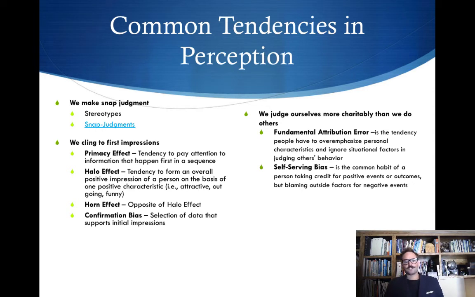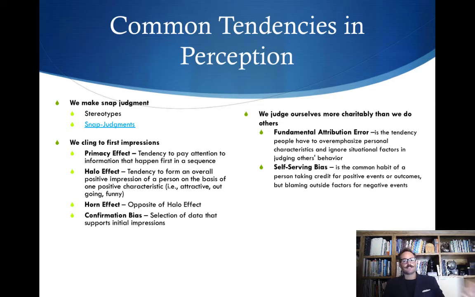We also judge ourselves more charitably than we do others. And so this is taken into consideration by two really interesting concepts. The first one is the fundamental attribution error. And this is the tendency people have to overemphasize personal characteristics and ignore situational factors in judging others' behavior.